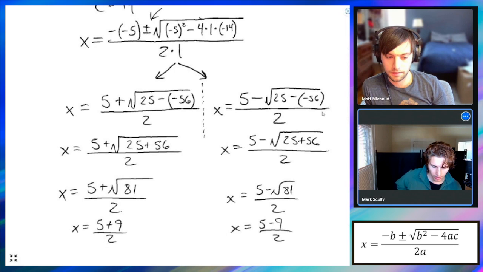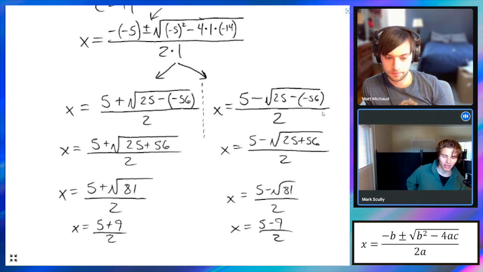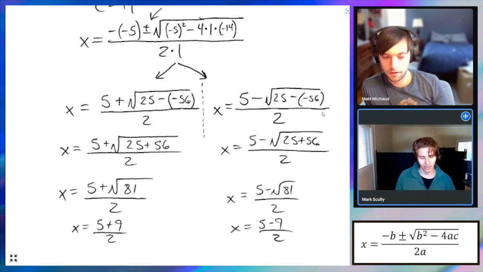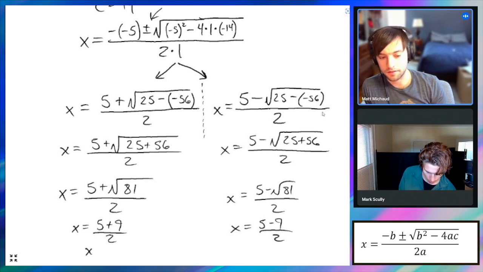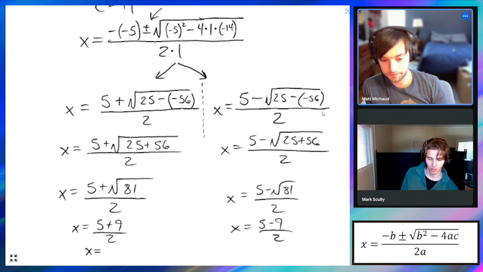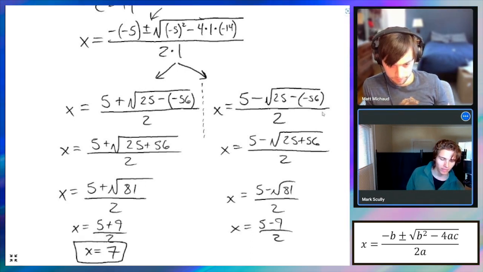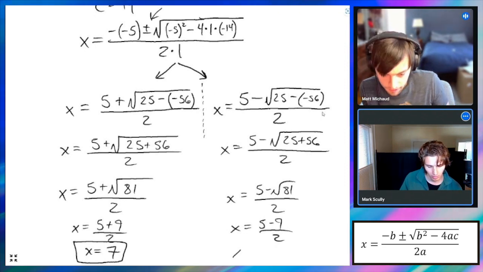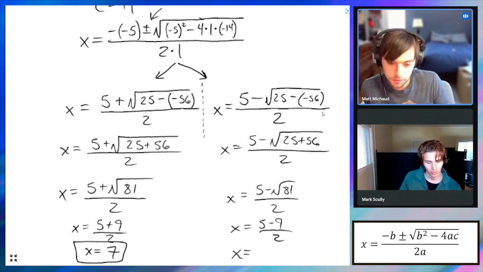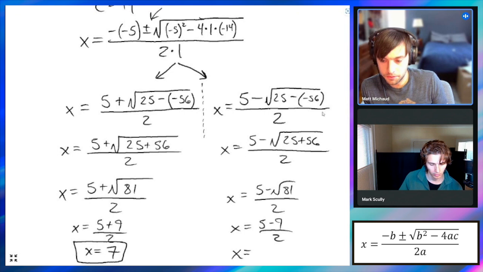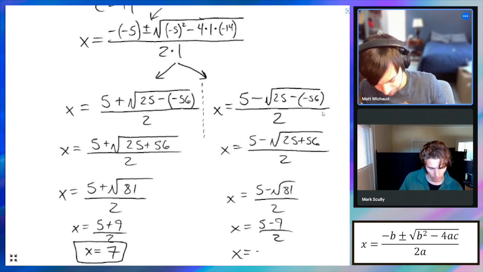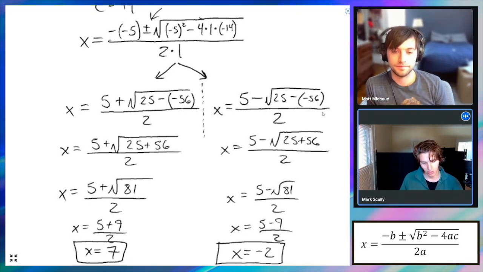All right, we're about done here. 5 plus 9 over 2. Can you solve that? That would be 14 divided by 2, and that would make x 7. Perfect. That's one of our solutions. How about 5 minus 9 over 2? 5 minus 9 is negative 4, divided by 2 would give us negative 2. Those are our two solutions.